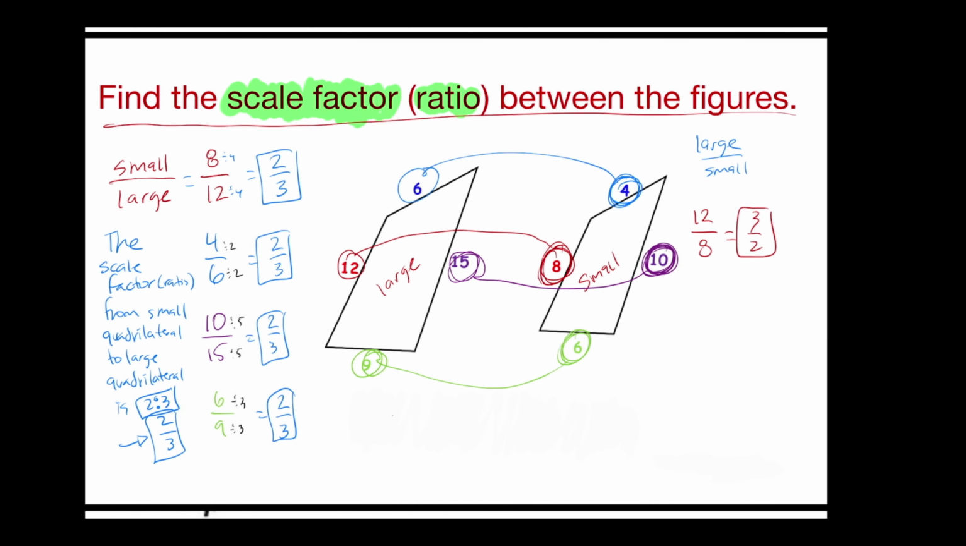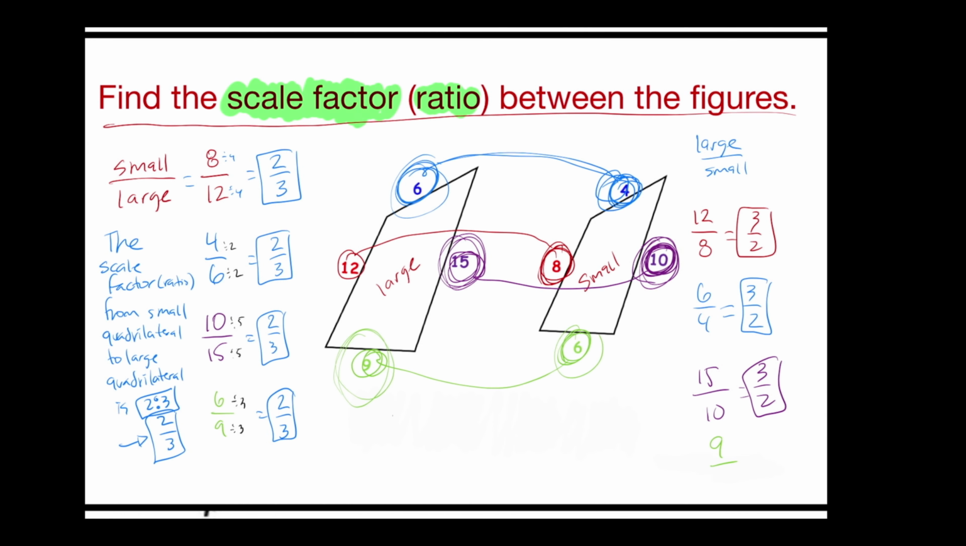Then we have the blue, which is large to small. We go 6/4 now, right? 6/4, which is 3/2. Then we look at the purple. We look at the purple and we say large. The large is 15 over the small, which is 10. And if I divide by 5, I get 3/2. And then we do the green. Same thing, large, which is 9, over small, which is 6. And if I divide both by 3, I get 3/2.